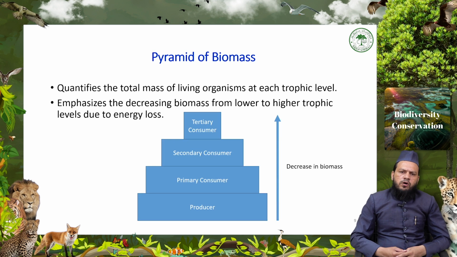The pyramid of biomass provides a visual snapshot of the total mass of living organisms at each trophic level within an ecosystem, offering crucial insights into the distribution of biological material. As we ascend the pyramid from producers to consumers, the biomass progressively decreases, symbolizing the inevitable loss of energy in the transfer between trophic levels.